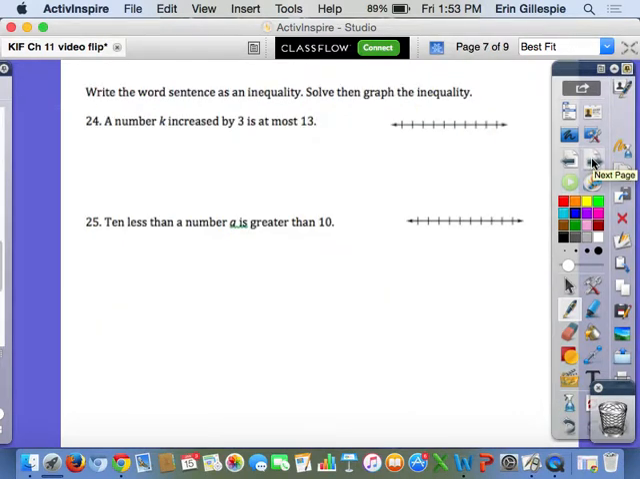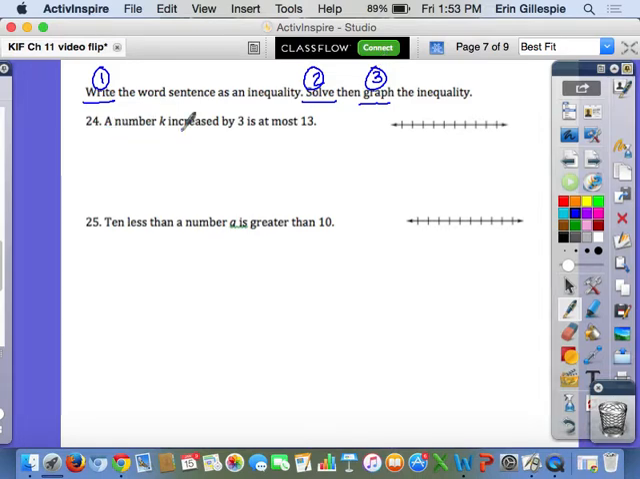Write the word sentence as an inequality, solve, then graph. This is 3 steps. Writing, and then I gotta solve it. What you're graphing is the solution, not the original inequality. Some people made that mistake on the last KIF. So it says a number k increased by 3 is at most 13.